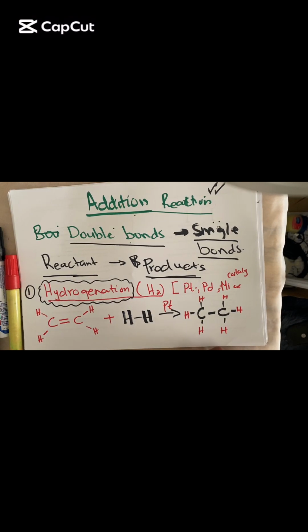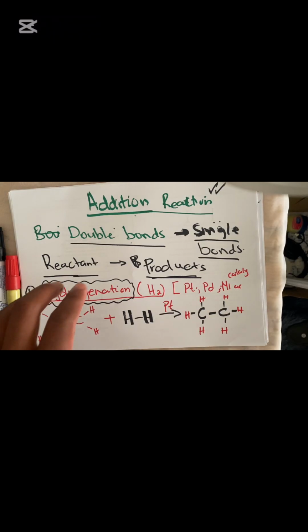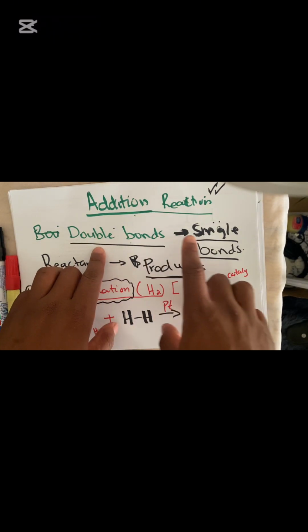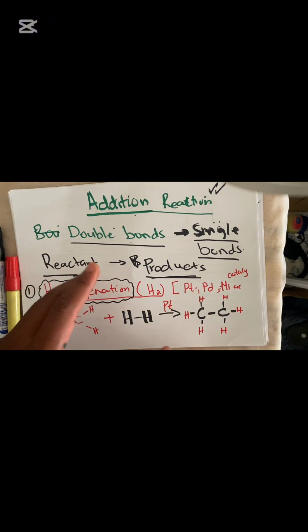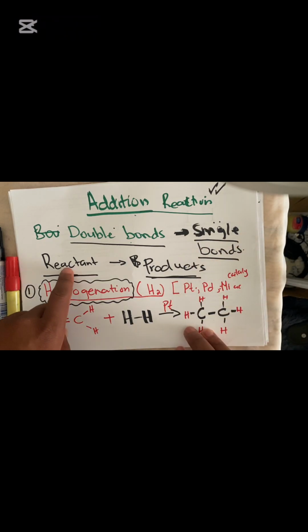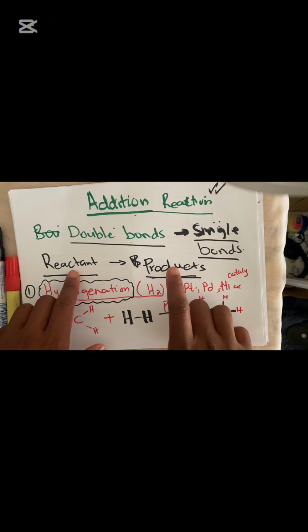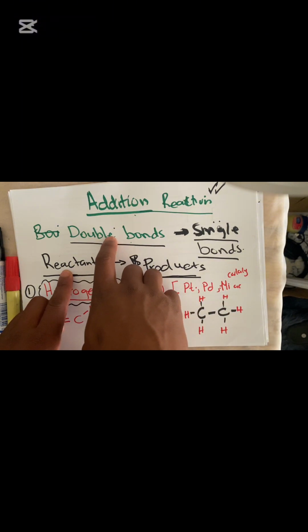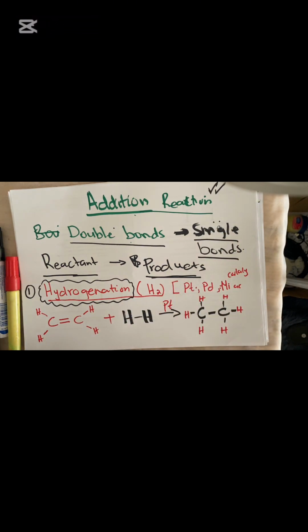All right, like I was saying here. An addition reaction is a reaction whereby you are converting double bonds to single bonds. This is one key addition reaction. You will check your reactants on the left, and then check the product on the right. I check out the product: if the reactant has a double bond and the product has a single bond, then that reaction is an addition reaction.